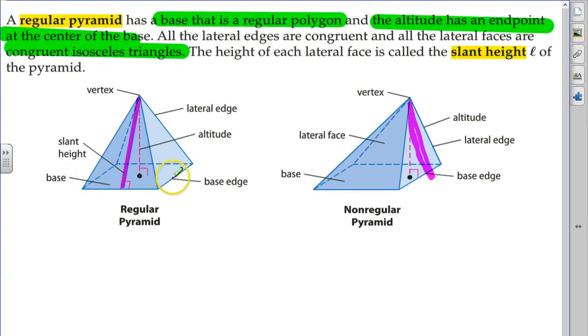So you have your base, edges. Slant height again goes from the vertex to the side, and it goes down the middle. Because remember, on these, all the edges that are lateral edges are congruent because it's a bunch of isosceles triangles. Okay. And then everything else.